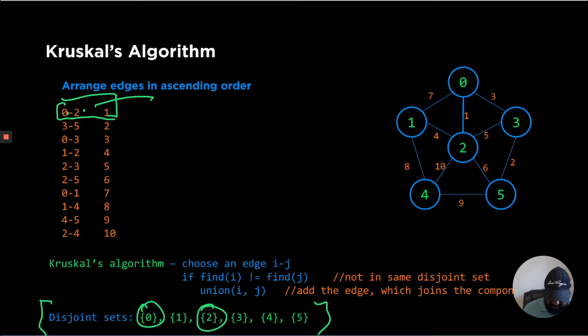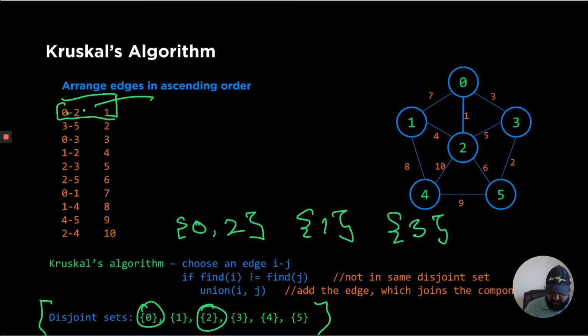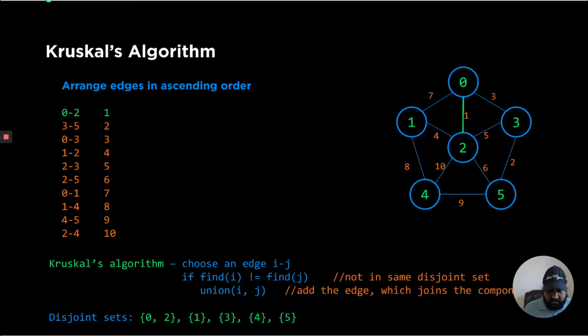Since they are not in the same set, we are going to union them, which is now the next step would look something like this, which is 0, 2, and then 1, and then 3, and so on, like 4, 5. There'll be those sets. So you can see it looks like this, and we have added this set.